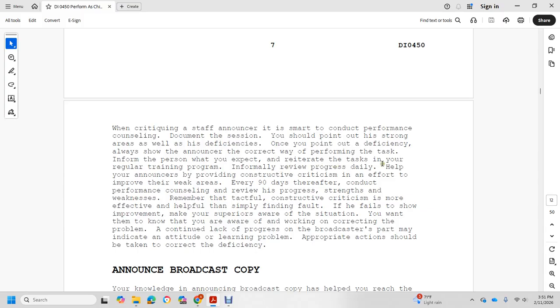Informally review progress daily. Help your announcers by providing constructive criticism in an effort to improve the weak areas. Conduct performance counseling reviews of his progress and of his strengths and weaknesses. Remember, tactful constructive criticism is more effective than simply finding fault. If he fails to show improvement, make your superior aware of the situation. You want them to know that you are working on correcting the problem. If there is a continued lack of progress, indicating a bad attitude or a learning problem, appropriate action should be taken to correct the deficiencies.